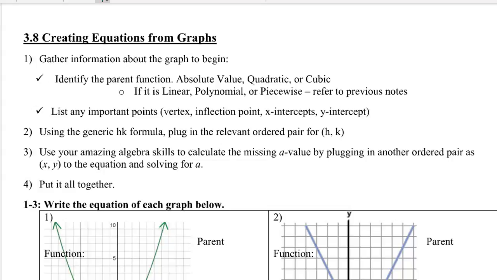Number 1 says here, gather information about the graph to begin. We want to identify the parent function. Remember, we so far have studied absolute value, which is the V shape. The equation is y equals absolute value of x.